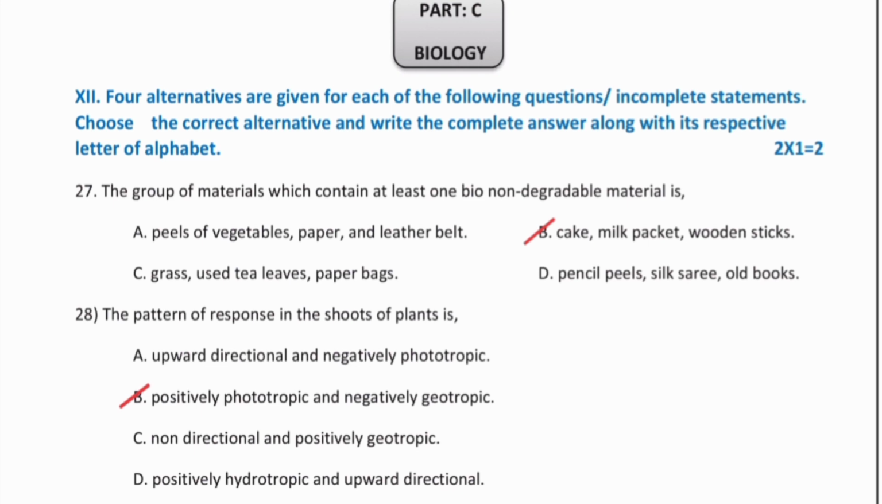Next question, the pattern of response in the shoots of plants is option B, positive phototropic and negative geotropic. Towards the sunlight, hence positive phototropic, hence option B is the correct answer, positively phototropic and negatively geotropic.